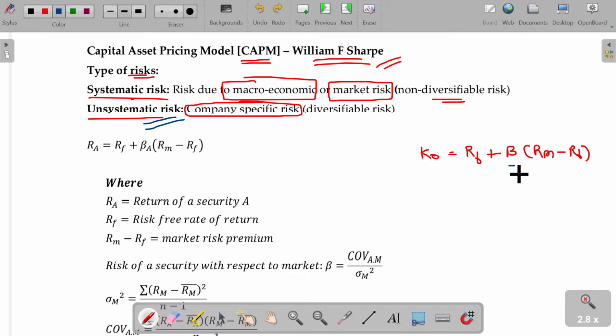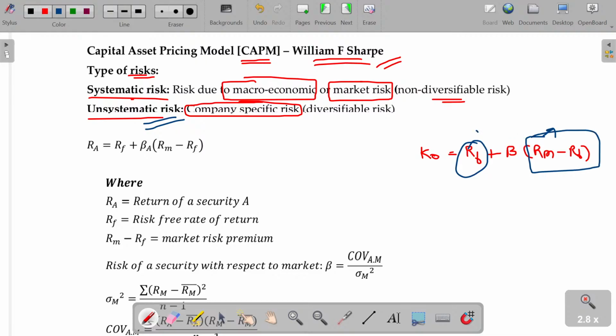Okay, if you are investing in the stock market, this is called market risk premium, RM minus RF. If you are investing in the bank, you will be getting a decent return, which is called RF. But if you want to invest in the market, it's riskier, so you expect a higher return. Only then you will be motivated there. So this is what RM minus RF is about.